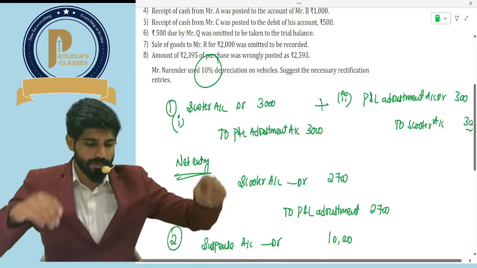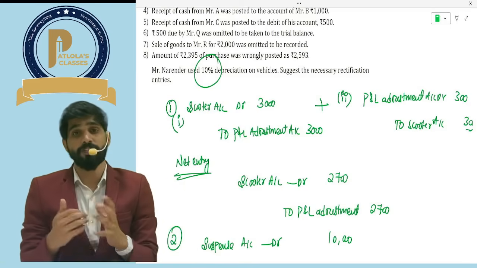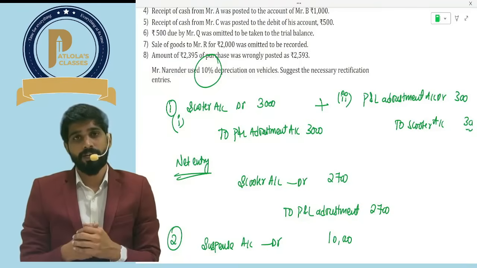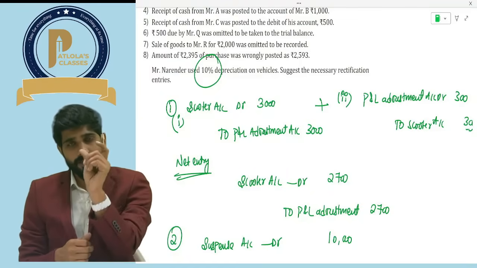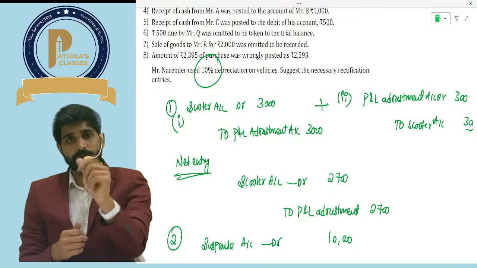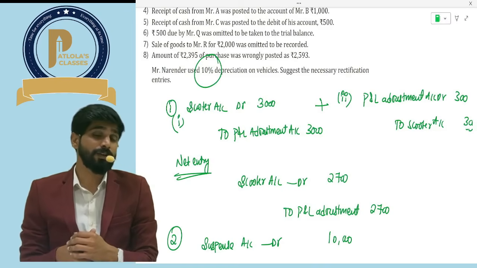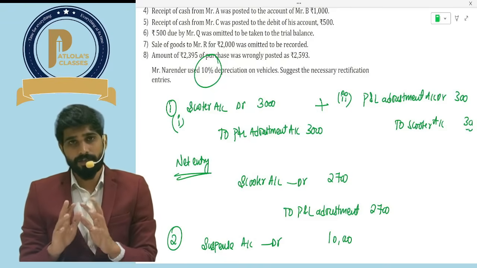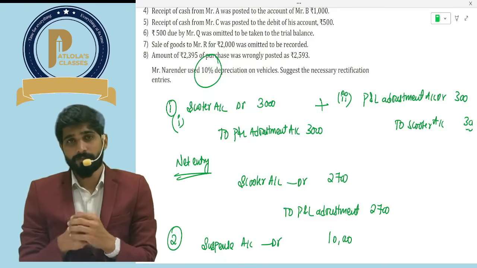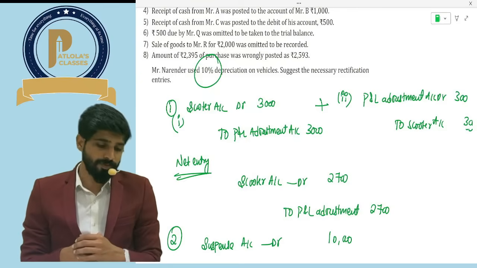500 due by Mr. Q was omitted to be taken to the trial balance. 500 due by Mr. Q means you have to receive. It's a receivable for you, which is debit balance. In trial balance, Q account you have not taken on the debit side. So can I say trial balance will not tally on the debit side? How much? 500. Now that it was not tallying, on the debit side we will put it as suspense. So suspense account debit balance will be 500.